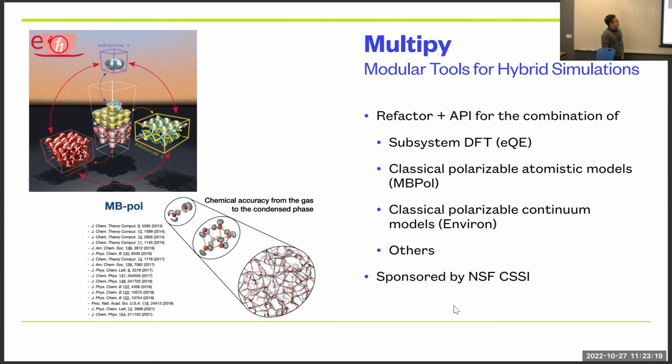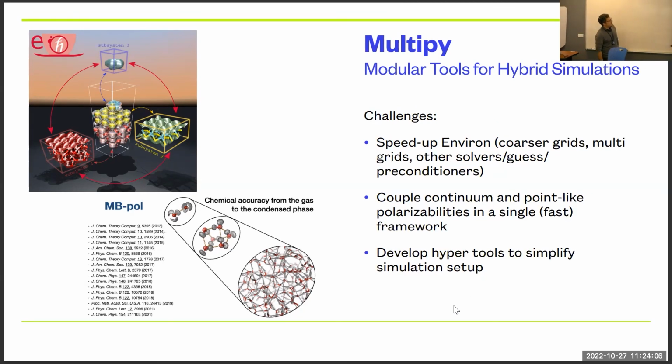And so we are refactoring our Fortran-based module in Python. And this is going together with other refactoring, or let's say other Python interfaces, of existing multiscale approaches. Because the idea is to combine together a subsystem DFT, which is a way of splitting a big quantum mechanical simulation into smaller simulations, with classical polarizable atomistic models, with our continuum models, with possibly other multiscale models. And the idea is to do this in Python because it allows more flexibility in developing these multiscale combinations.